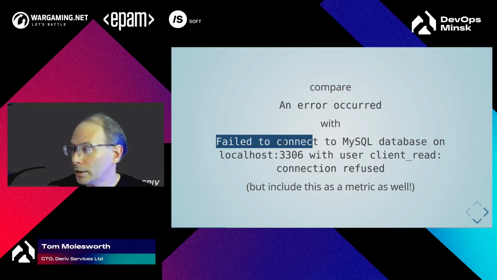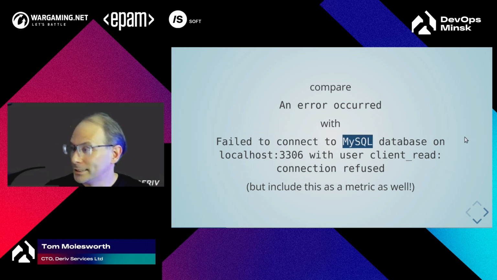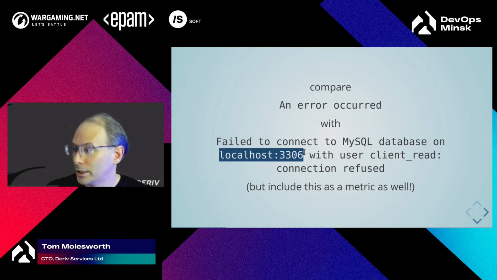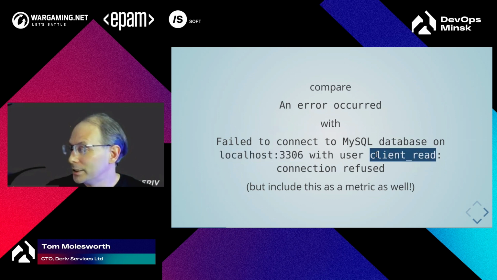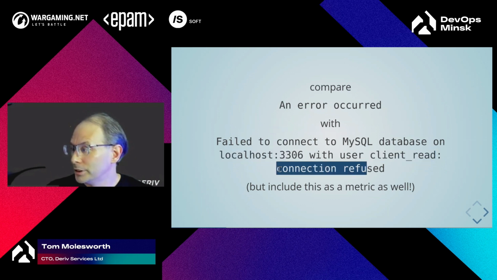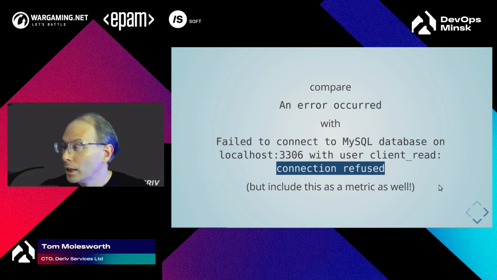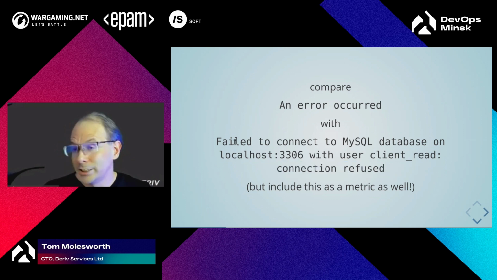If you can tell it what went wrong, so we failed, and the connection is the issue, the service is a MySQL database on this service using this user, and then we've got the actual failure that happened. Hopefully this is enough for the DevOps team to pinpoint what's going on, investigate and fix it without having to talk to developers, without having to look at code, and without having to go through stack traces.